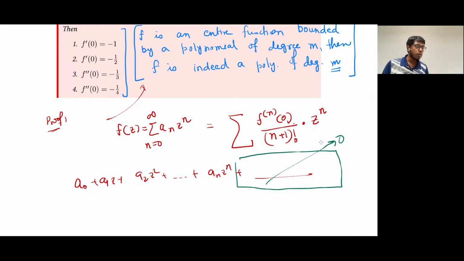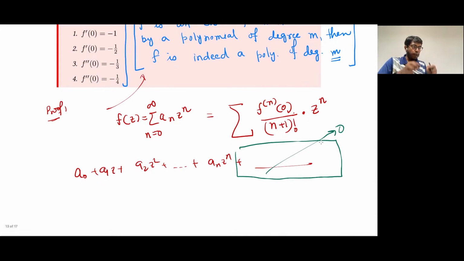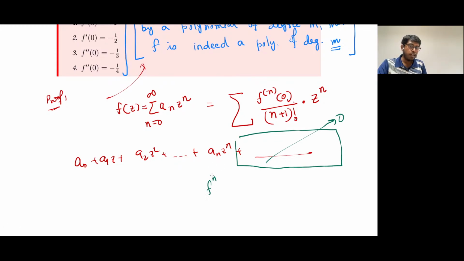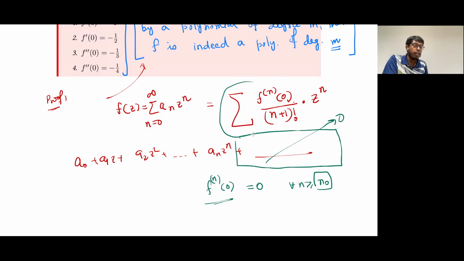So whenever in a Taylor series a function is a polynomial, it means that f^(n)(0) is equal to 0 for n greater than some n naught. After some point, the derivative at 0 is 0, because if this is true, then it has only finitely many terms, and that means it is a polynomial.